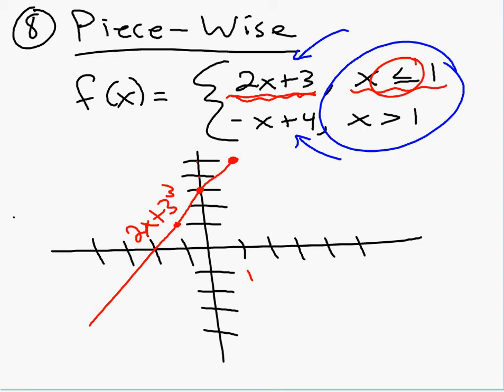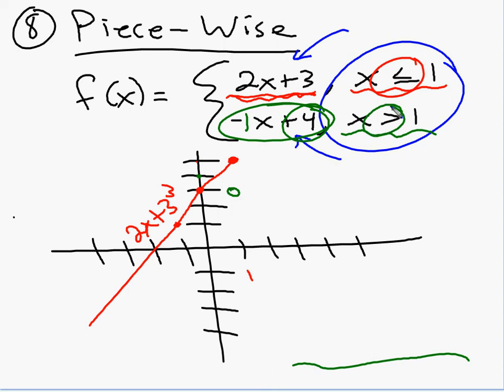The next piece, I'll get a different color, getting close to Christmas, I'll use green, is this one, negative x plus 4. All right, so now it is this function when the x's are greater than 1. So you kind of have to pretend here because technically it doesn't exist until we get over here. So the y-intercept is 4, so here's 4, and the slope is negative 1. So I need to come down 1 over 1 to get my first point, and I'm going to put an open circle there because it is only for the x's greater than 1, not greater than or equal to.